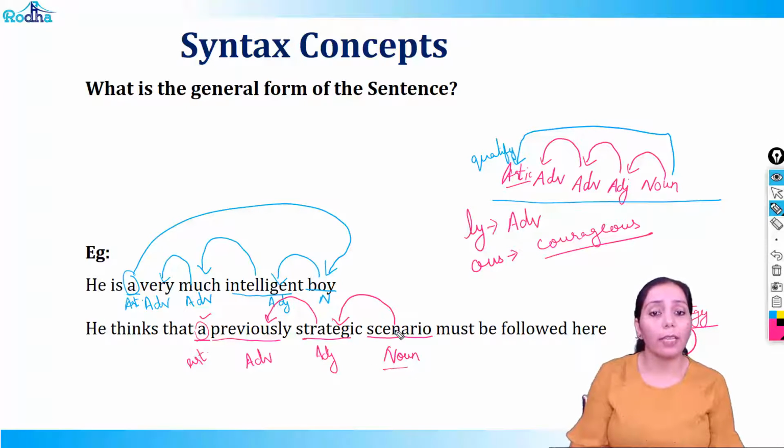Scenario is the noun and then strategic is showing its adjective. After strategic, previously is showing its adverb, and after the adverb, the article is coming, which is showing its article. Okay, so this was the general formation of writing a sentence. You should know this because all sentences are based on such rules. So let's move to the next thing. Next general formation, we'll take one more formation over here. Let's move to the next slide.